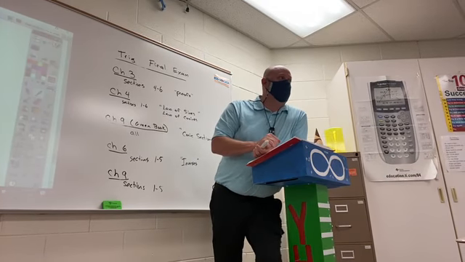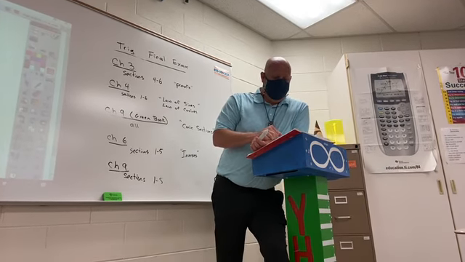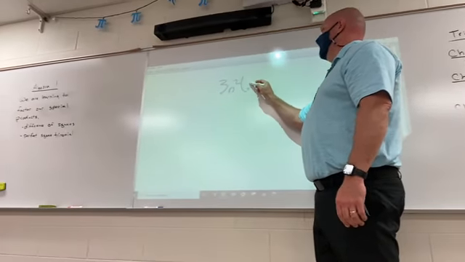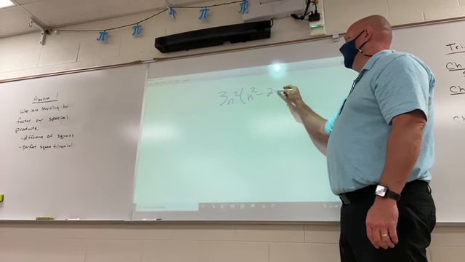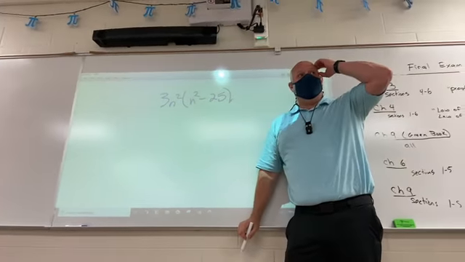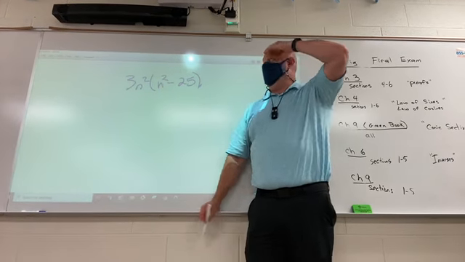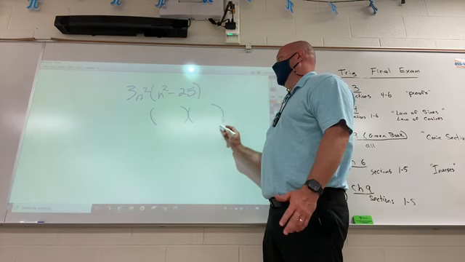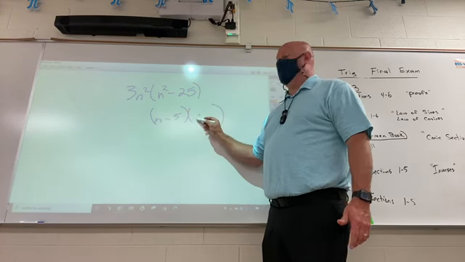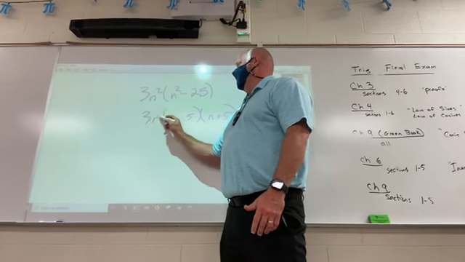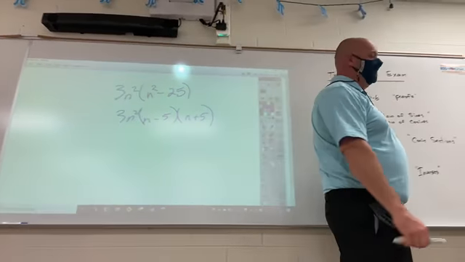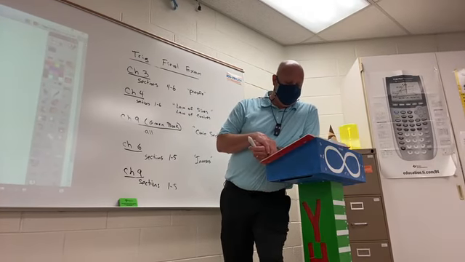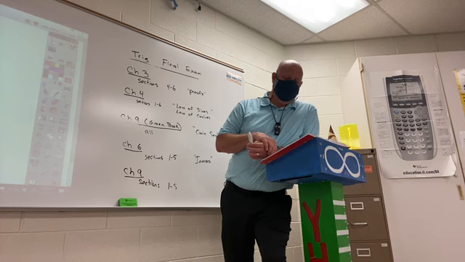How about 21? Is that one done? 3n squared times n squared minus 25. Is that one done? Or can you go farther? Can you factor n squared minus 25? What does that factor into? N minus 5, n plus 5. That's the difference of 2 squares. 3n squared, that's your answer. Good. How about 24? Can you do anything there? Nope, that one's done.